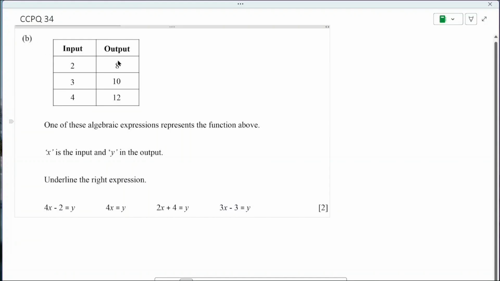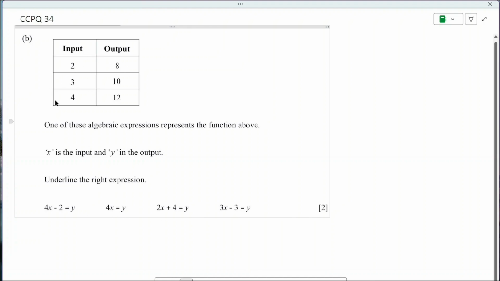34b, you have input, you have output. Input is 2, output is 8. Input is 3, output is 10. Input is 4, output is 12. One of these algebraic expressions represents the function above. X is the input, y is the output. Underline the right expression. So one of these expressions below here represents this function.